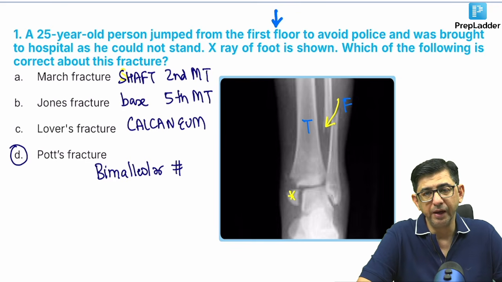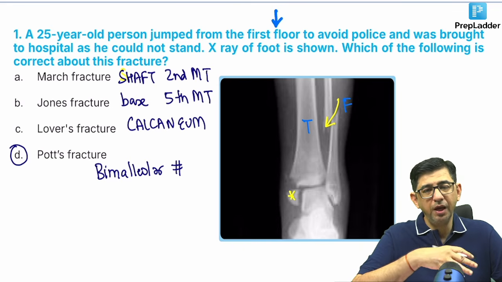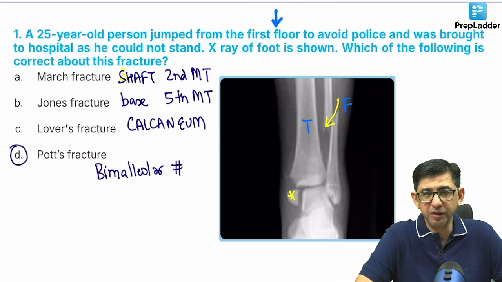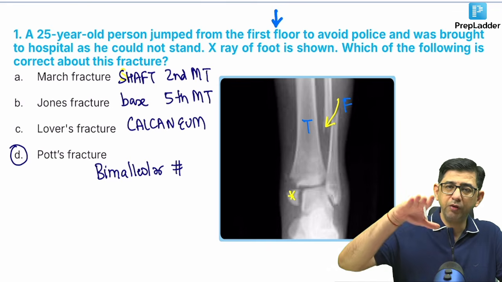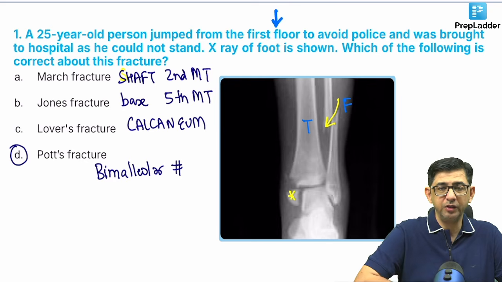And I think a common mistake, when I was checking at the back end, a lot of people made was that because they read about jumping from the first floor, they blindly answered this as lover's fracture. But as I explained to you, the lover's fracture will be having fracture of the calcaneum, whereas in this particular case, when he would have fallen, the foot would have got twisted also. So there is a fracture that is occurring at this point of time.